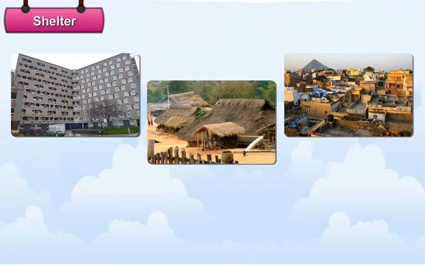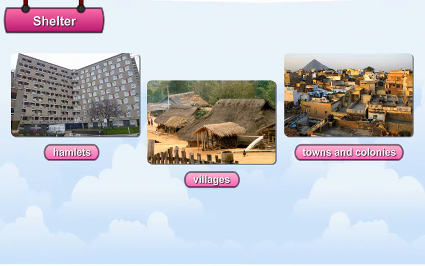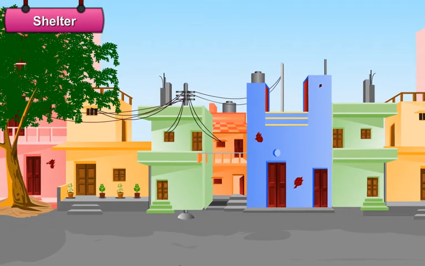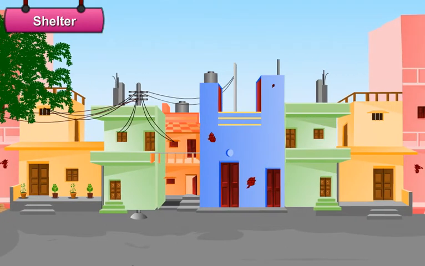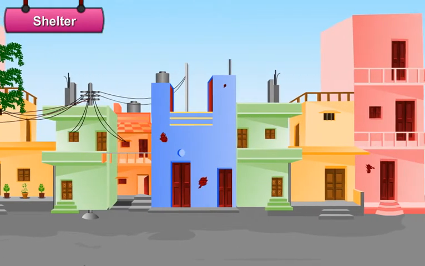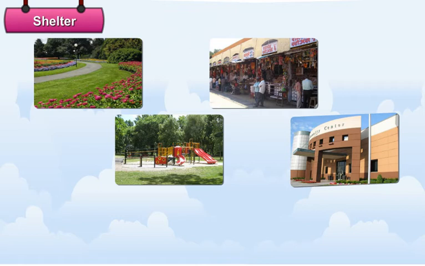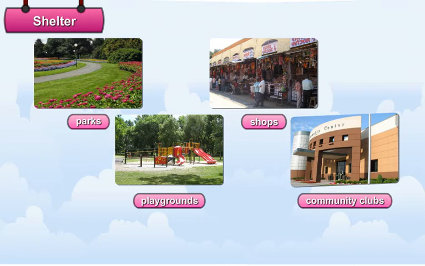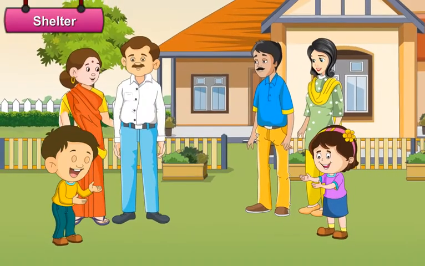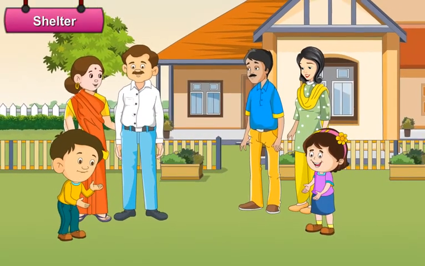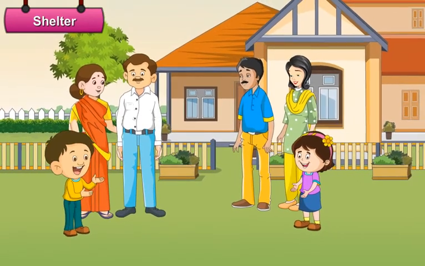People live in different kinds of settlements such as hamlets, villages, towns, and colonies. Within these settlements, people who live close to each other in a particular area form a neighborhood. Neighbors share certain facilities like parks, playgrounds, shops, and community clubs. A good neighborhood is the one where people live together in harmony.